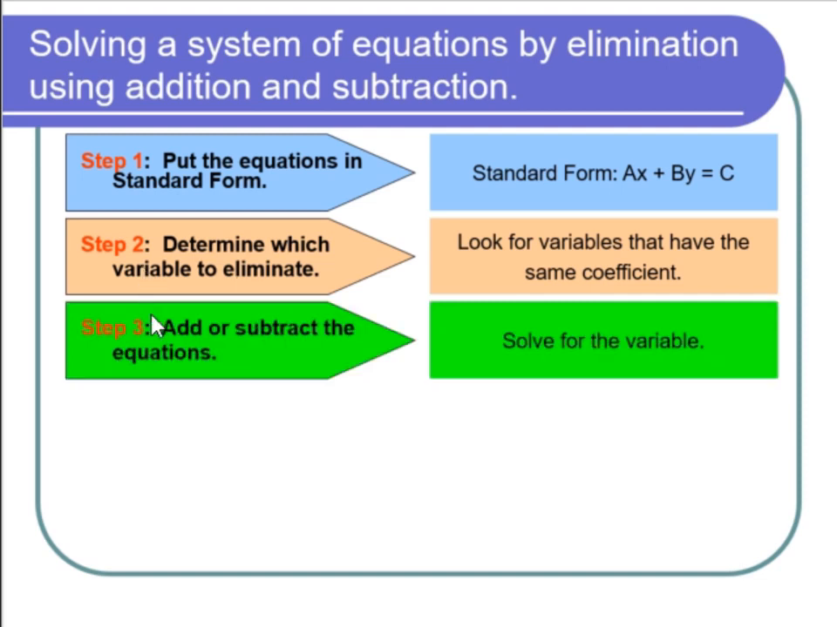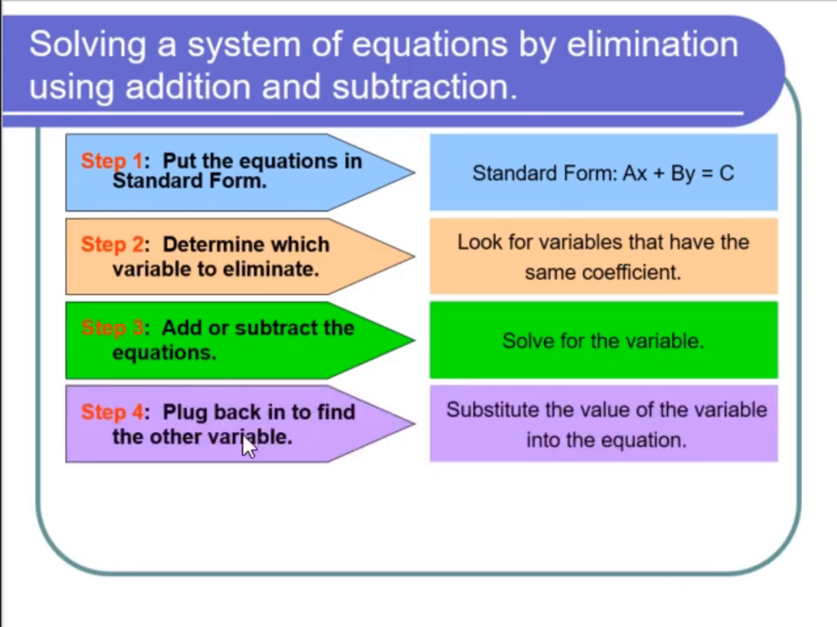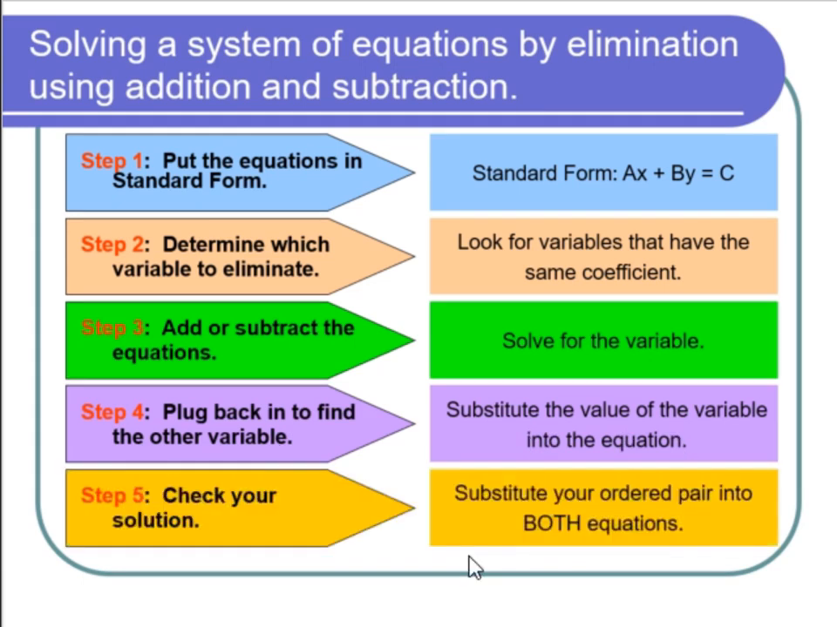Third, we add or subtract the equations. We solve for the variable. Fourth, we plug back in to find the other variable. We substitute the value of the variable into the equation. And the last one, we check for our solution. Substitute your ordered pair into both equations to tell whether it is correct or not.